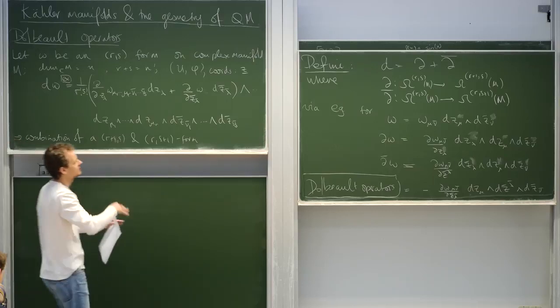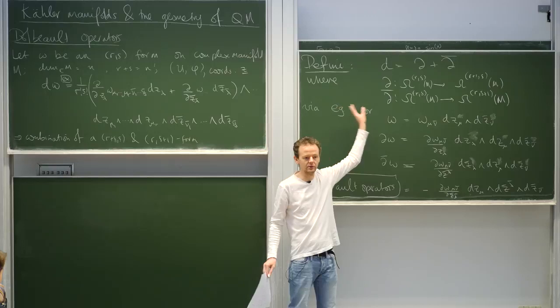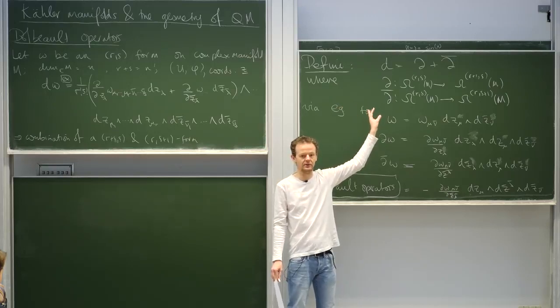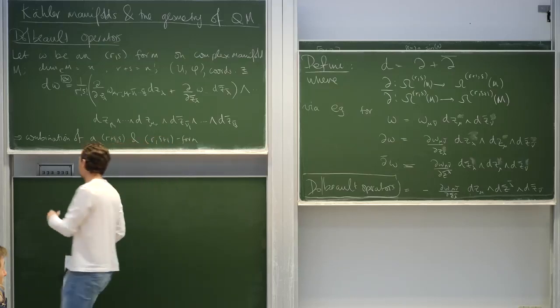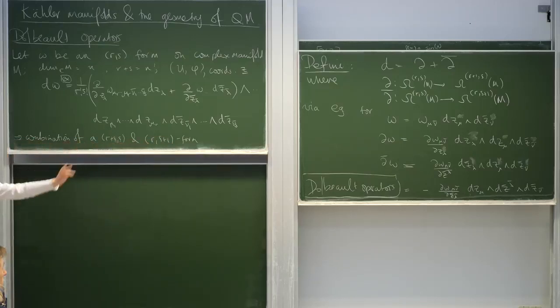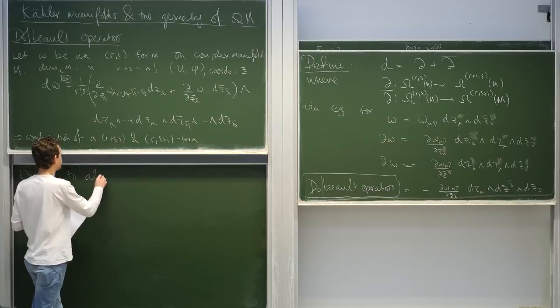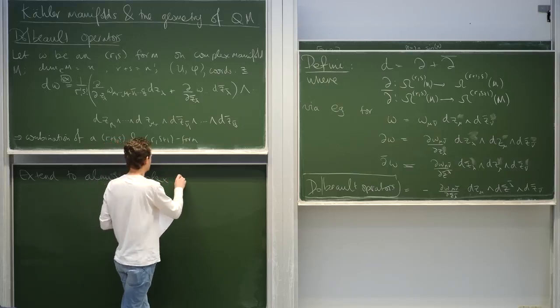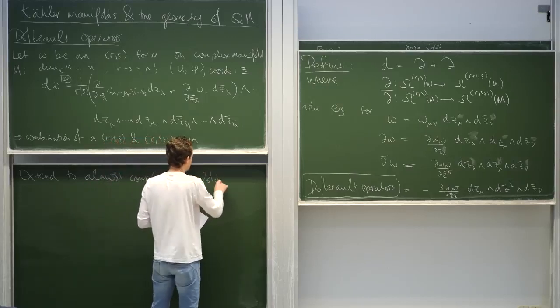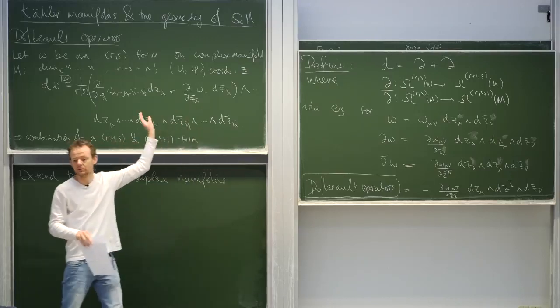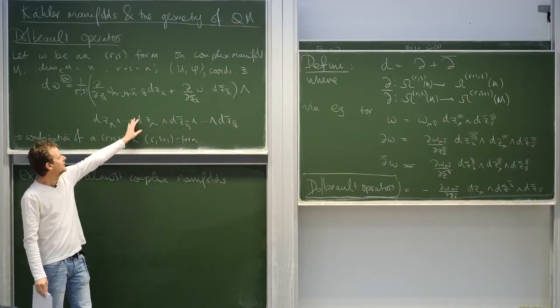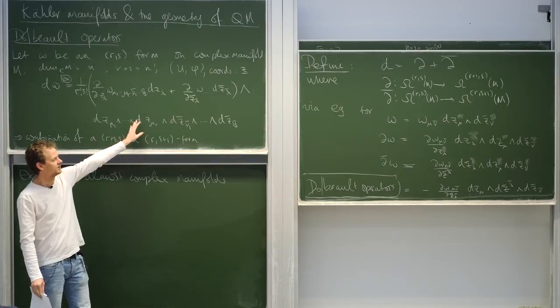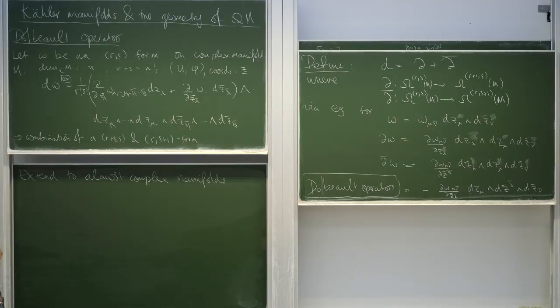Now, so far this looks very specific to complex manifolds, where we have this local chart in terms of complex numbers, or the Cartesian product of n complex numbers. But it turns out you can actually define these operators for almost complex manifolds as well. You might guess that that's the case because everything here looks completely local, right? We don't have to make reference to the global topology of the manifold in order to define these operators.